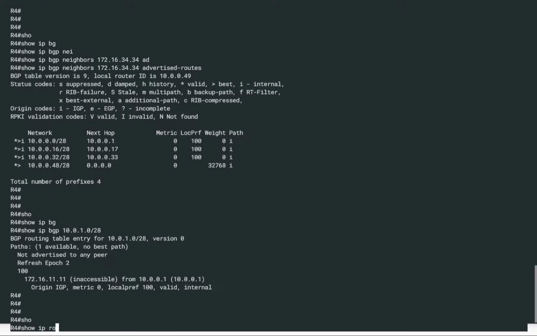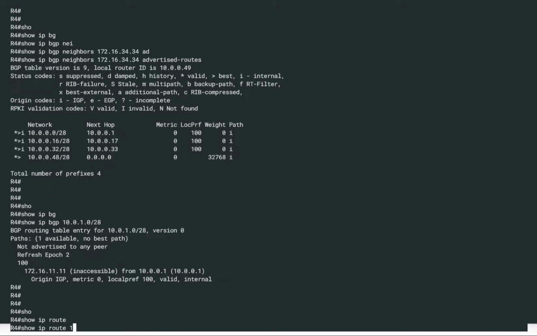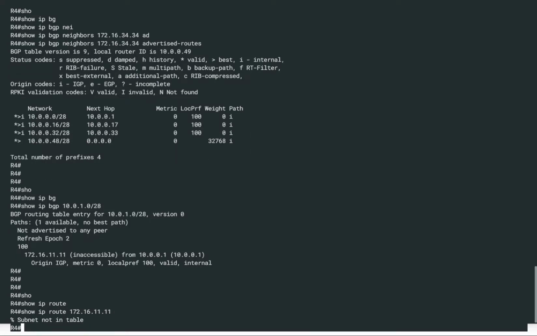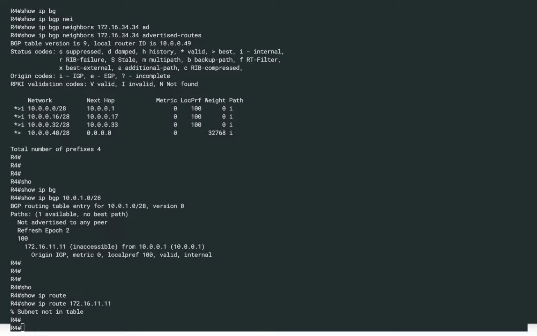We can verify that by looking at 172.16.11.11, and it clearly says the subnet is not in the table. So router R4 has no route towards this in its routing table. It has no way of knowing how to resolve this.